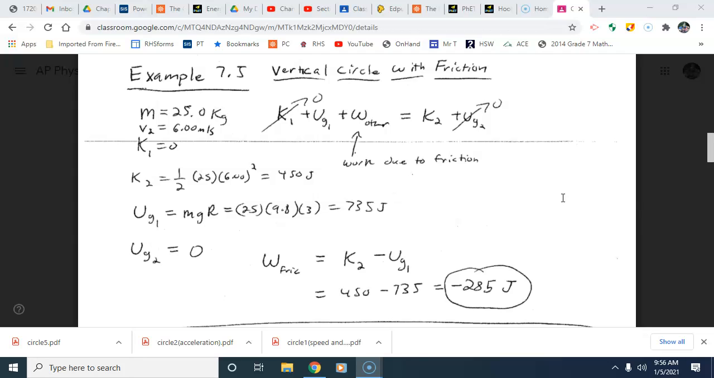Remember, it doesn't represent direction. A negative amount of work means energy lost from the system. And that makes sense, because if we lose energy from the system, we wouldn't go as fast as we theoretically would have, right? So that's basically what's going on here.